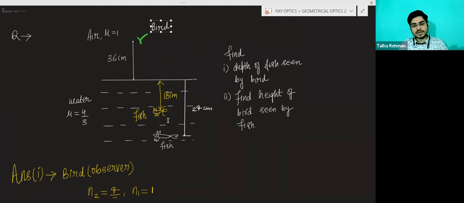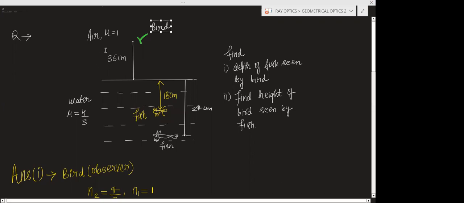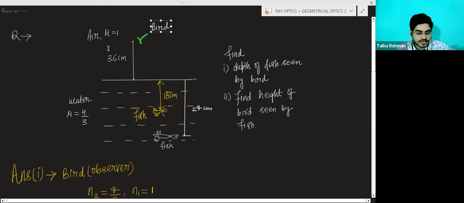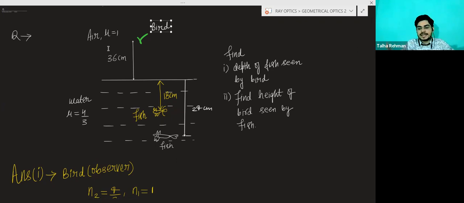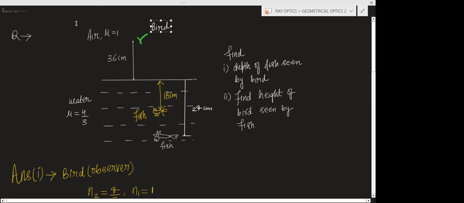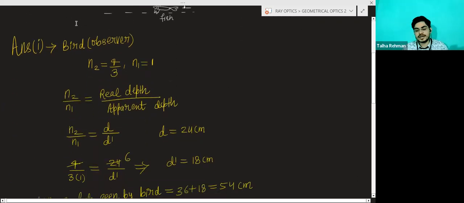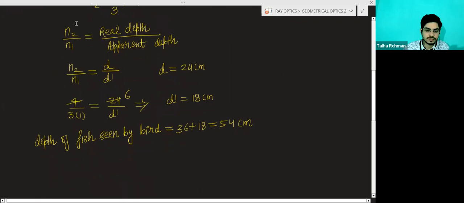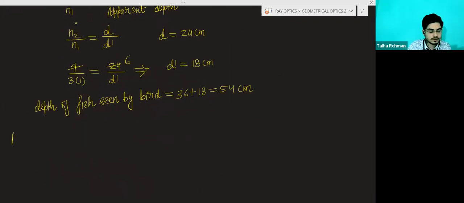Accordingly we will take N2 and N1. Now can you tell me what is the N2 this time? N2 is the refractive index of the medium from which the light is coming. The light is coming from air, so N2 is 1. So in answer number two, N2 this time is 1 and N1 this time is 4 by 3.